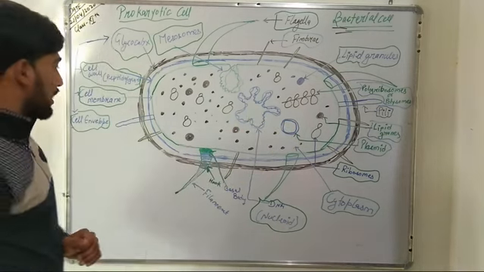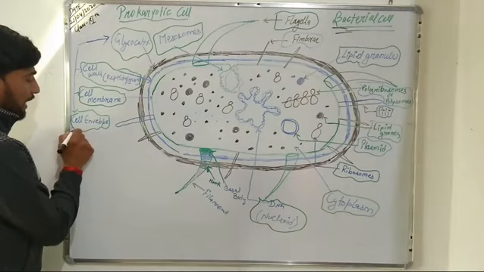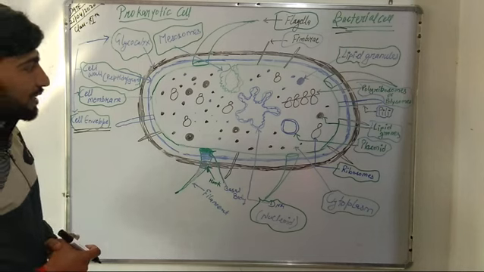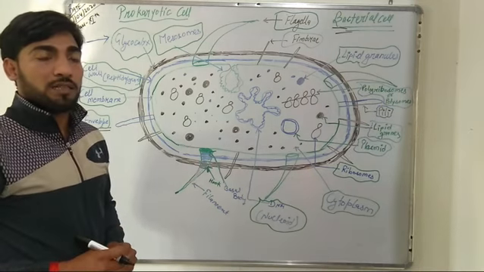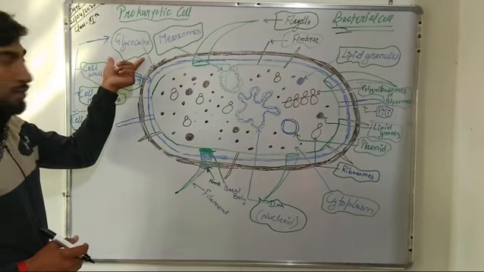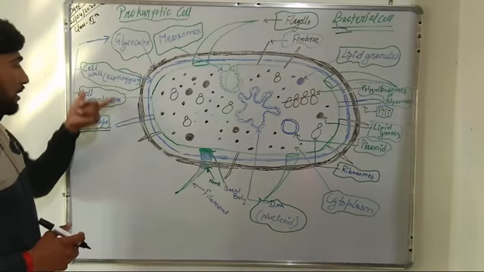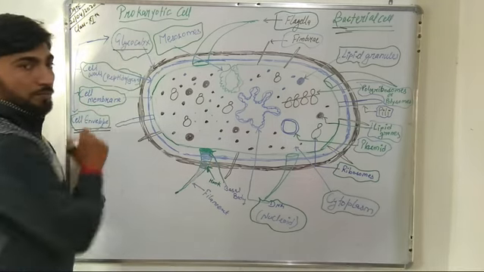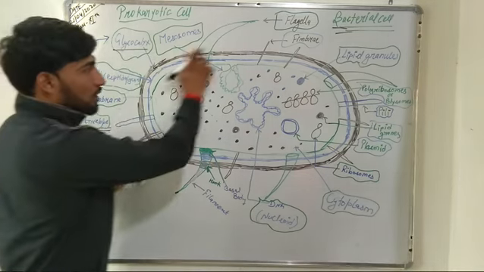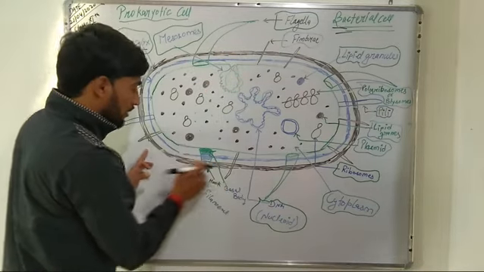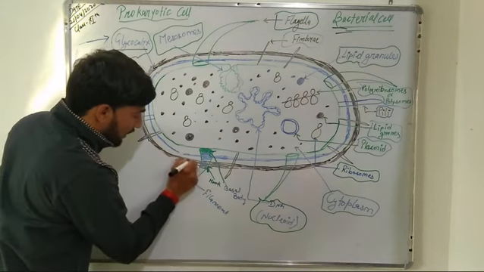First we will start with the cell envelope. What is this cell envelope? In case of bacteria, the cell envelope consists of three components, that is glycocalyx, the cell wall, and the cell membrane. The glycocalyx is the outermost covering of the bacterial cell, shown in the black color.